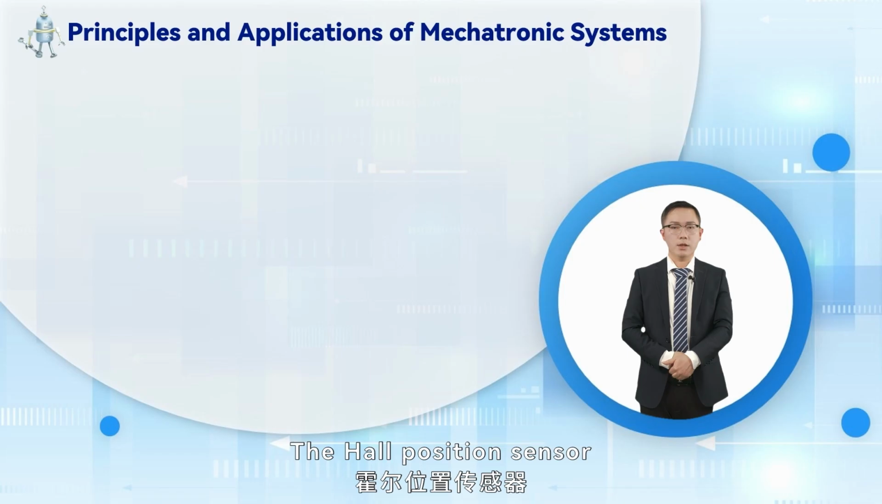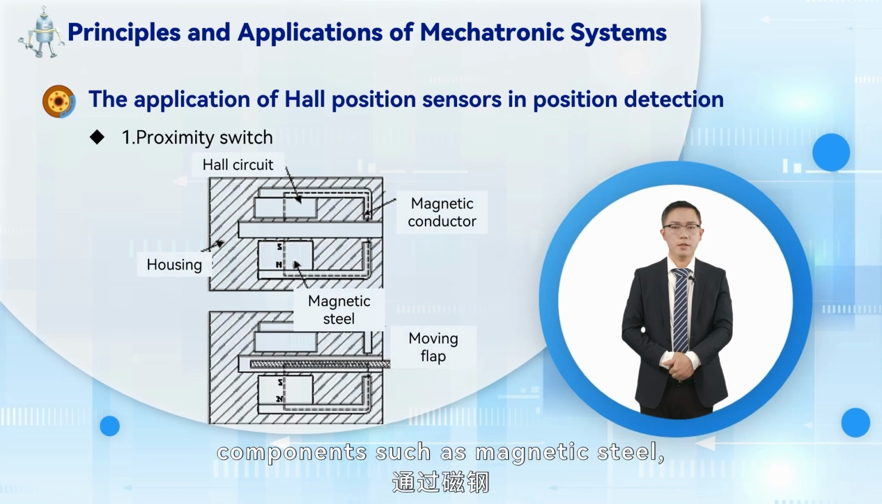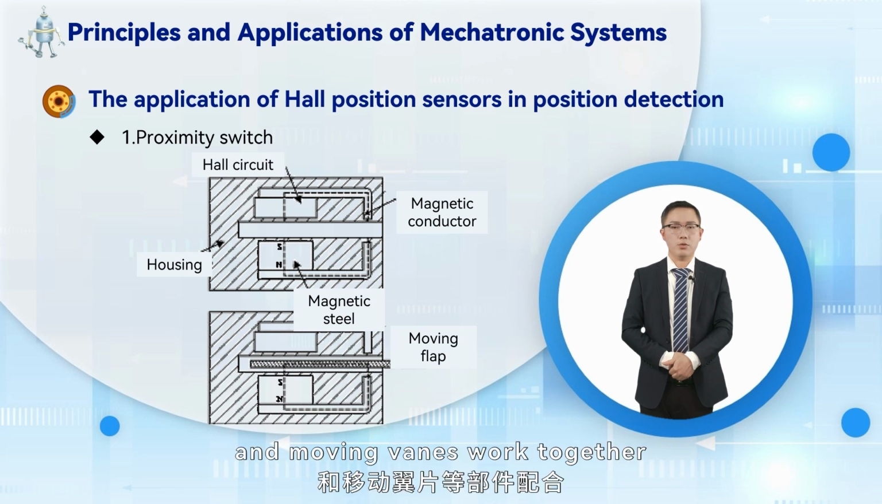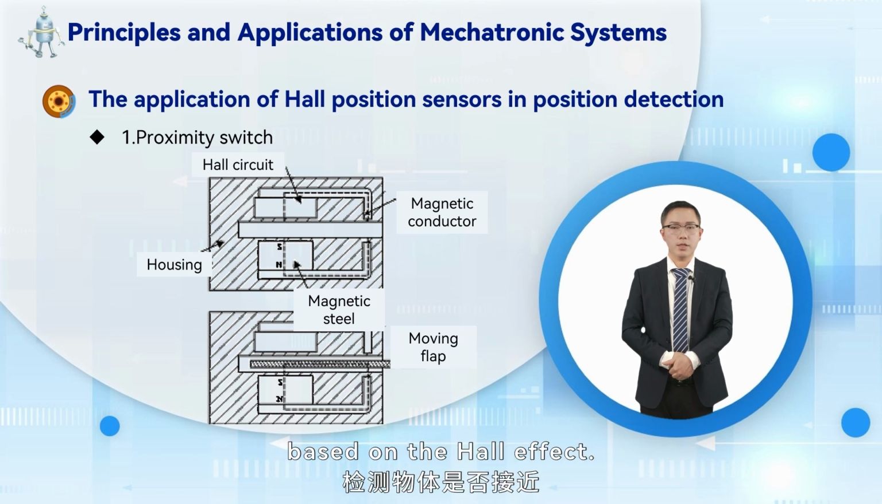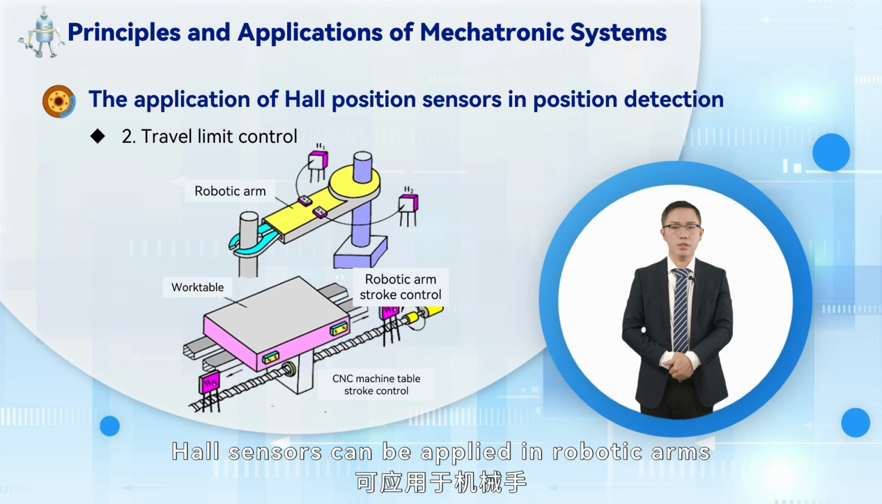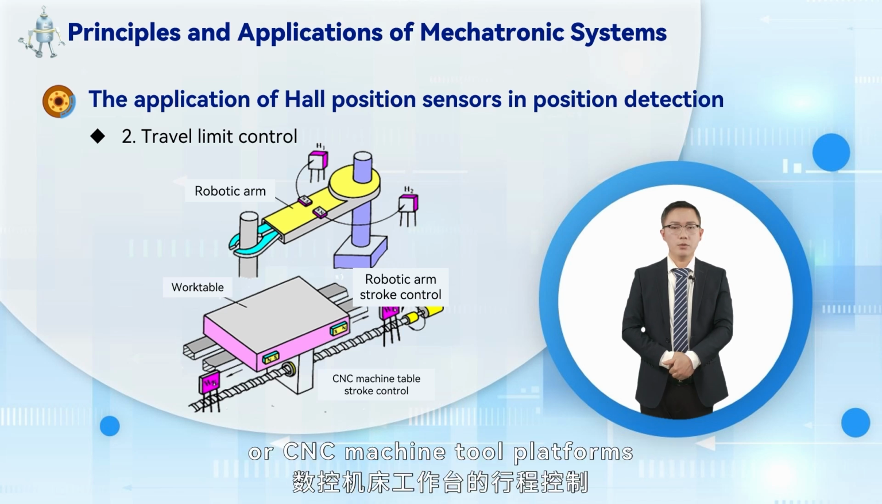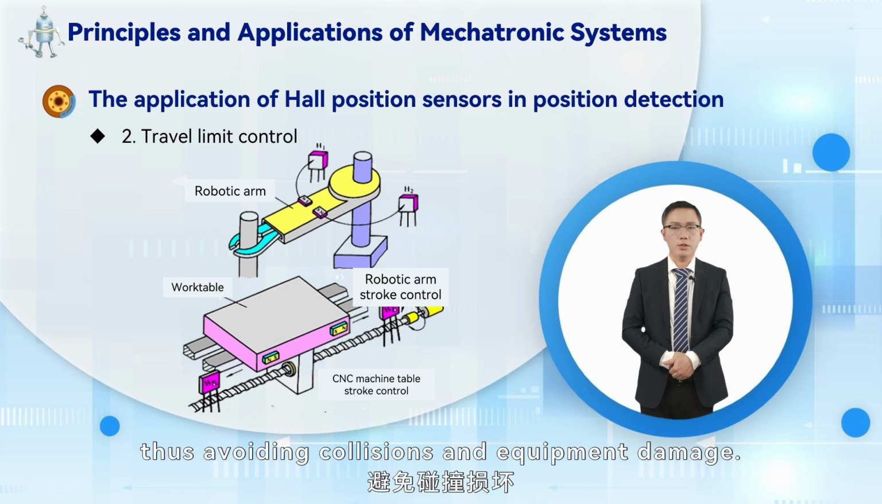The Hall position sensor is widely used in practical applications. In proximity switches, components such as magnetic steel, magnetic conductors, and moving vanes work together to detect whether an object is approaching, based on the Hall effect. In travel limit control, Hall sensors can be applied in robotic arms or CNC machine tool platforms to ensure that moving parts operate within designated limits, thus avoiding collisions and equipment damage.